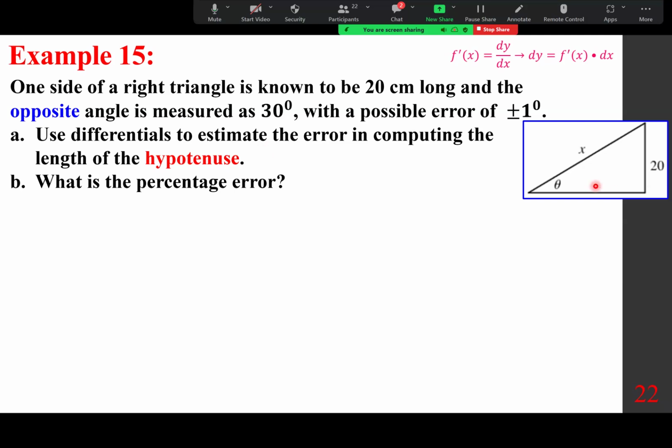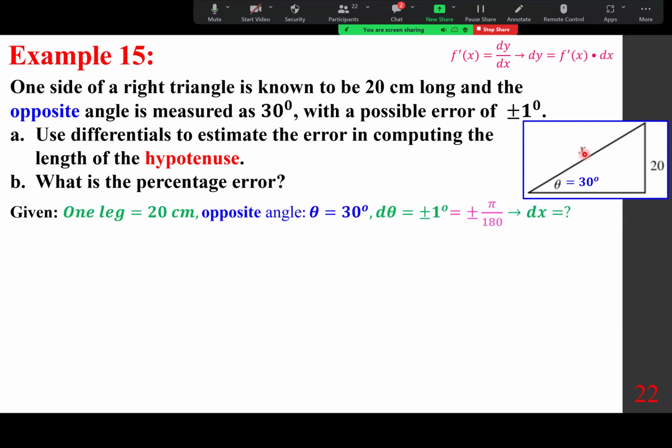So this is 20. The opposite angle is theta, which is 30 degrees with a possible error of plus minus 1. Use differentials to estimate the error in computing the hypotenuse. What is the hypotenuse? We don't know. We say it's x. So here's the given. Theta is 30 degrees. So we're going to write one leg is 20 centimeters. And again, we do have this drawing because it's opposite the angle. The angle opposite that is 30 degrees.